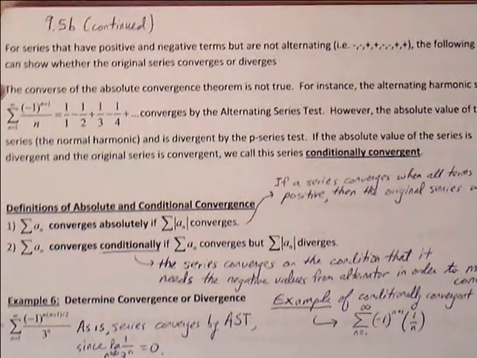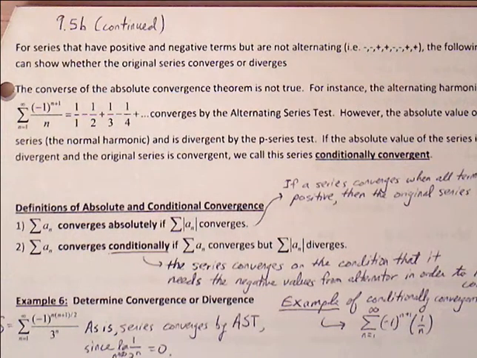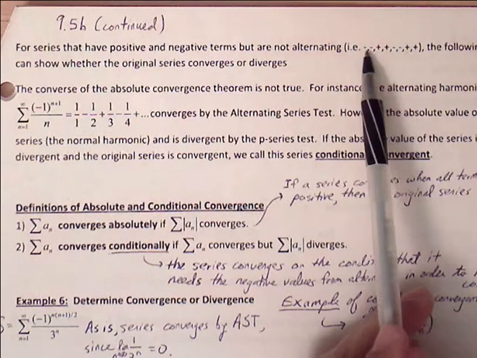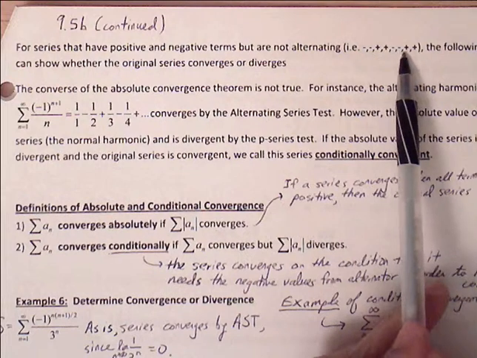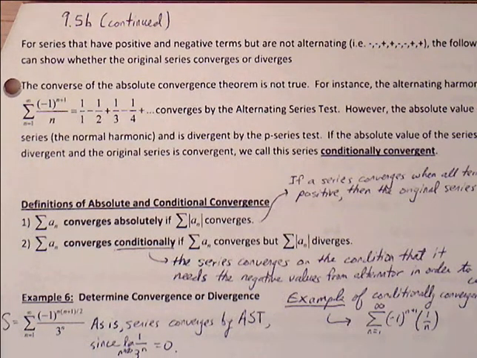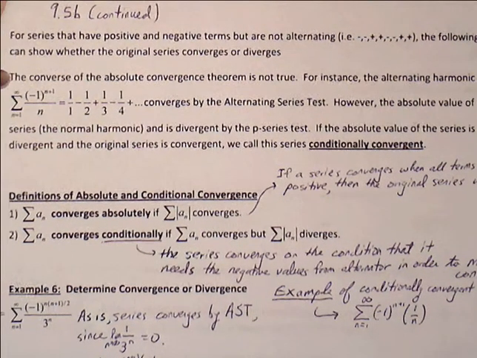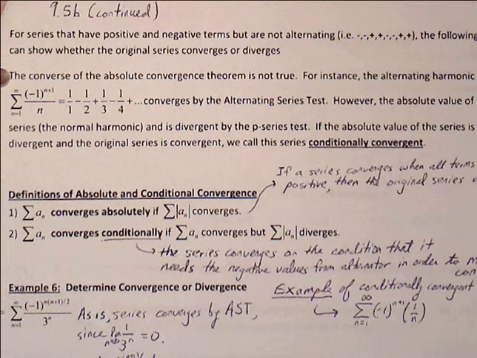All right, 9.5b continued. For series that have positive and negative terms but are not alternating, for instance negative, negative, positive, positive, negative, negative, positive, positive, the following test can show whether the original series converges or diverges. The converse of the absolute convergence theorem is not true.